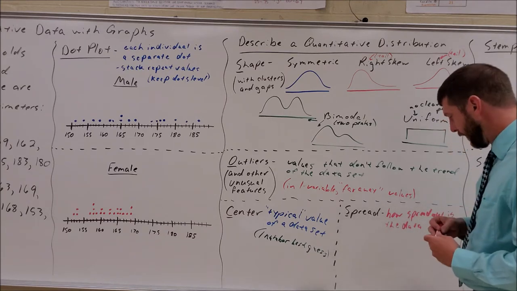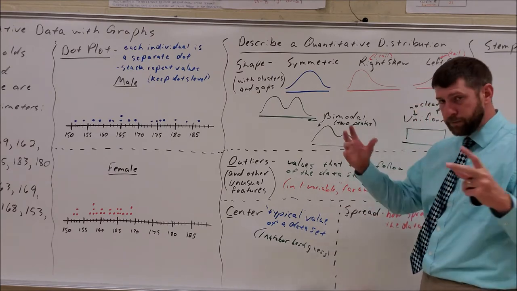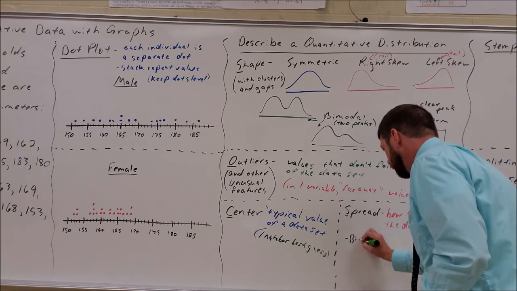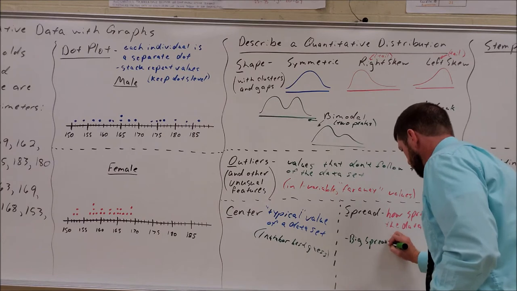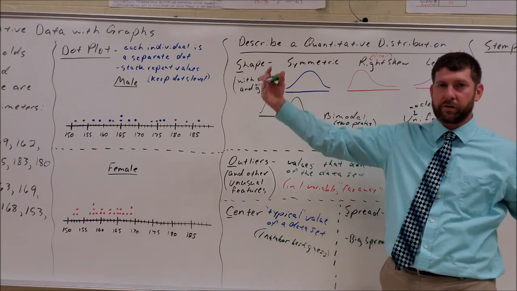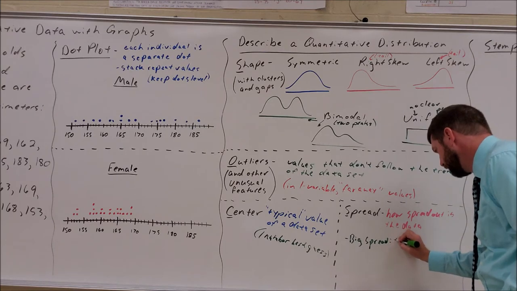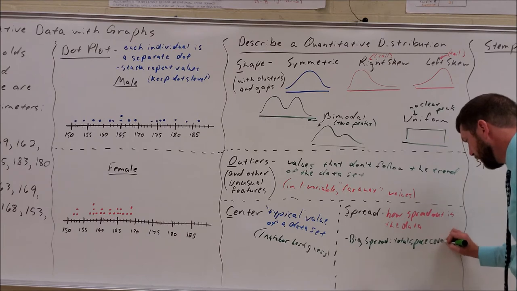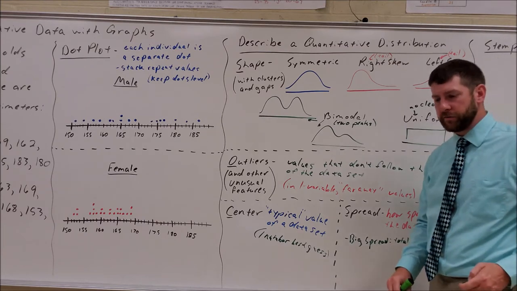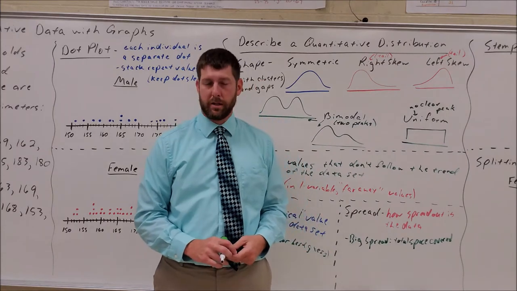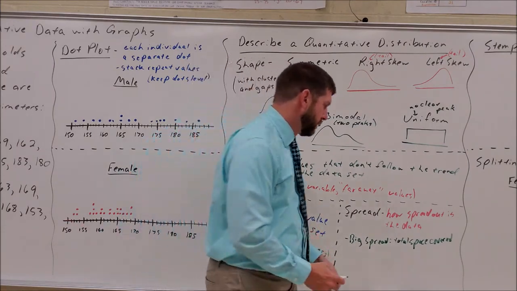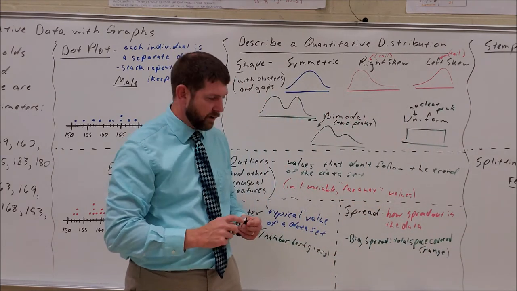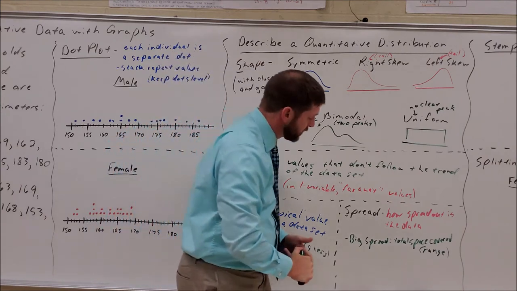I think of spread in two ways: big spread and internal spread. Big spread is how much total space the data covers, start to finish. That's like range: what's my low number, what's my high number? We're going to talk more specifically about calculations later; right now we're just talking general vocabulary.